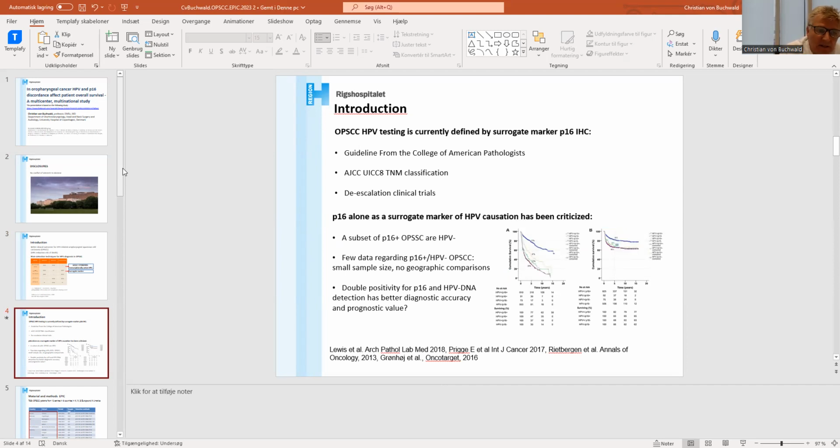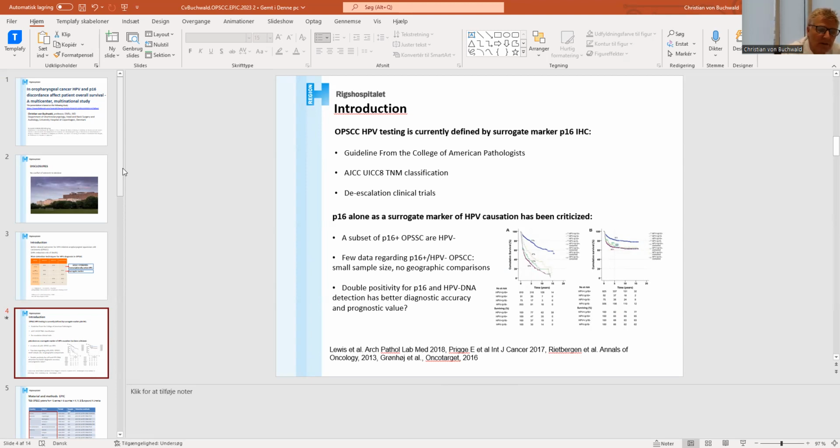Oropharyngeal cancer HPV testing is currently defined by the surrogate marker P16. This is based on the guidelines from the College of American Pathologists and is also based on the HNCIG-EPIC classification edition. This is quite important when we speak about the de-escalation clinical trials, which are currently performed at various centers. But P16 alone as a surrogate marker for HPV causation has been criticized in many studies, including the studies shown here on the slide.